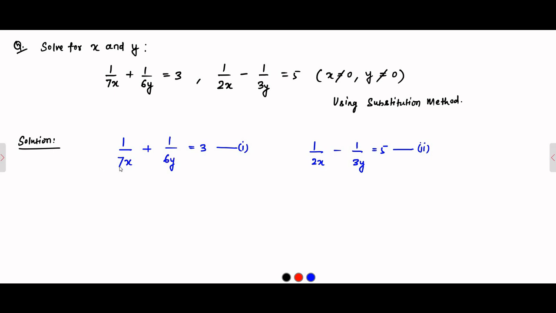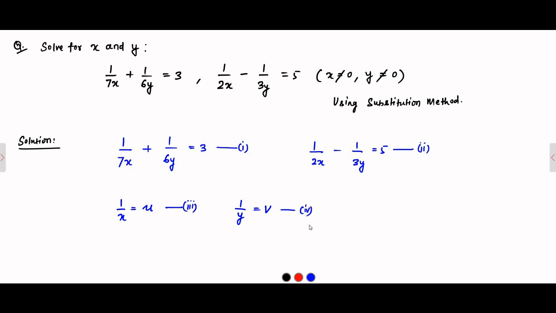What I am trying to say is that the variable is in the denominator, so in fractional form. So in order to convert it into standard form, we have to create two extra variables and make some substitutions, like we did in the previous questions. So here we have to do the substitutions: 1 by x is equal to u, and 1 by y is equal to v.